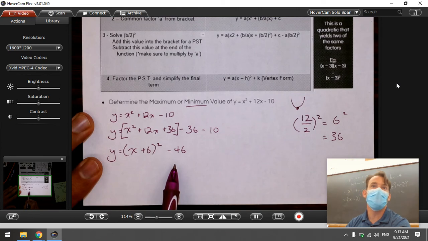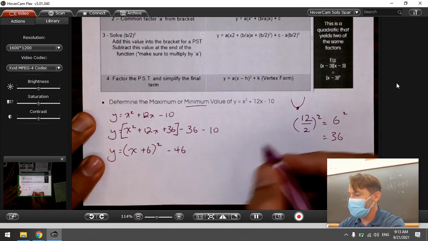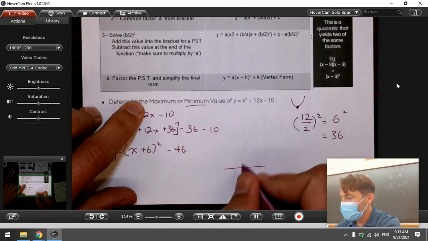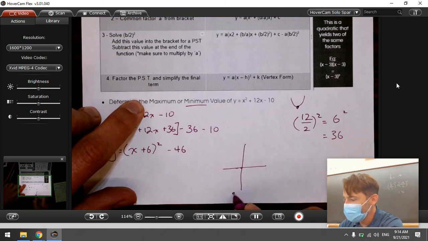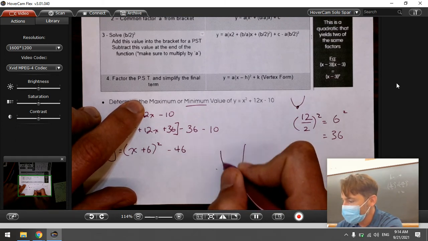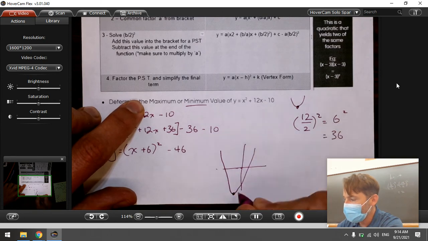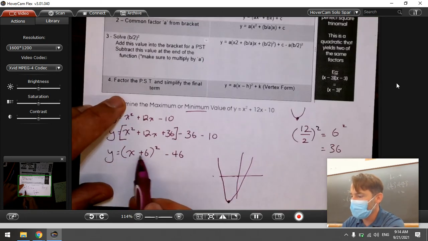Negative 46. There you go. So I can read from this that this parabola is going to be on the xy plane. It's going to have an x value of negative 6 and a y value of negative 46. Okay, so this is a picture of this parabola. It's way down here. Why negative 6? Because it's x plus 6.